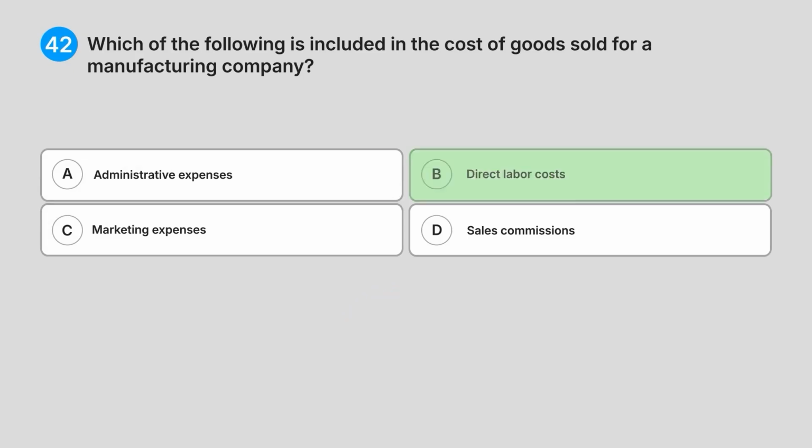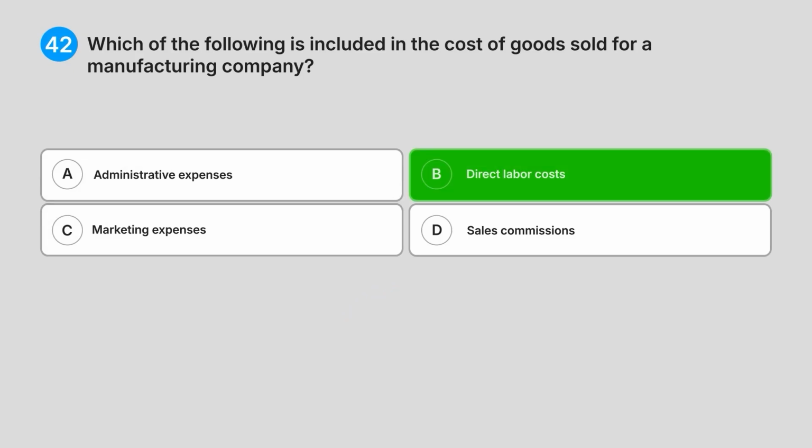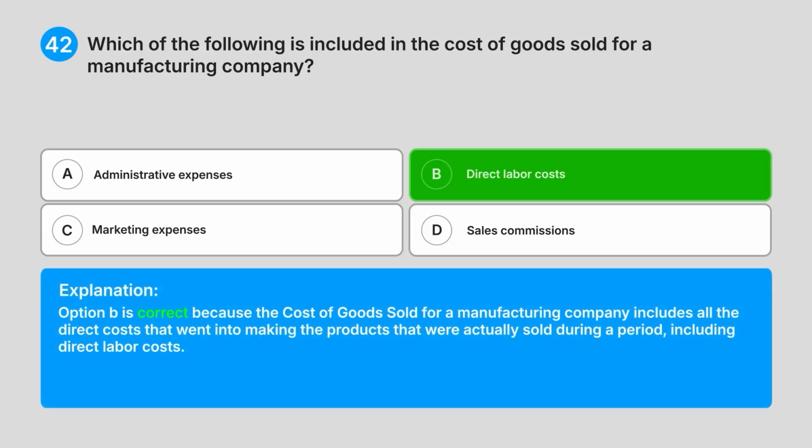Correct answer, B. Direct labour costs. Explanation. Option B is correct because the cost of goods sold for a manufacturing company includes all the direct costs that went into making the products that were actually sold during a period, including direct labour costs.